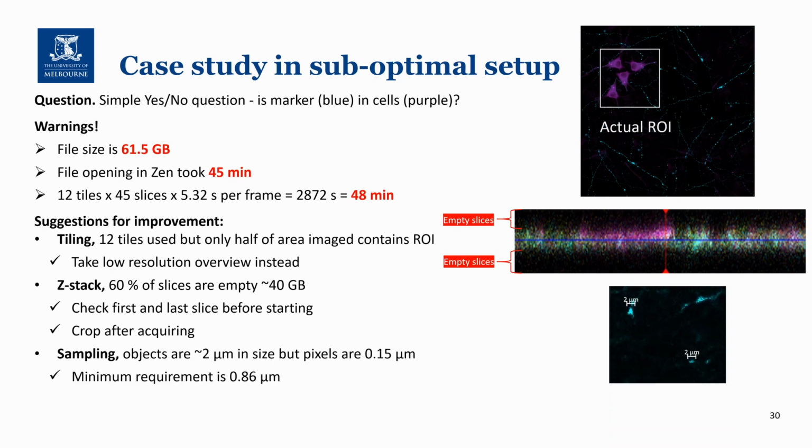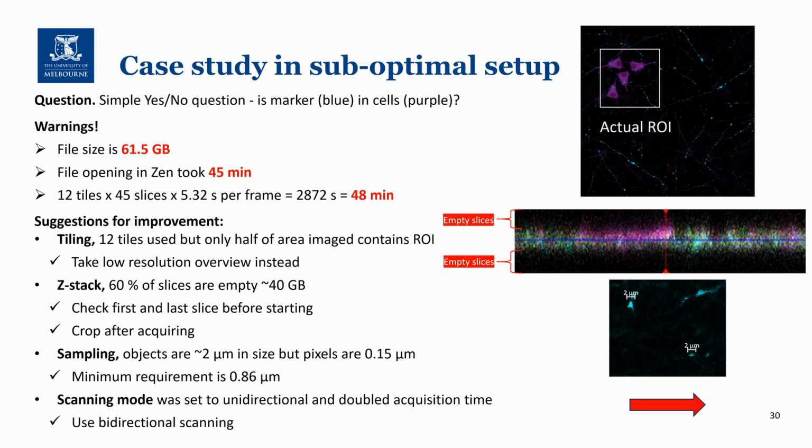Another thing to point out is that the image is extremely oversampled. The objects that they want to image, these blue markers, are around 2 microns in size, but the pixel size is set at 0.15 microns, whereas the minimum requirement for resolving these structures would have been to have a pixel size of around 0.86 microns. So using the correct sampling would have made it approximately 6 times faster to acquire the image and the file size 6 times smaller.